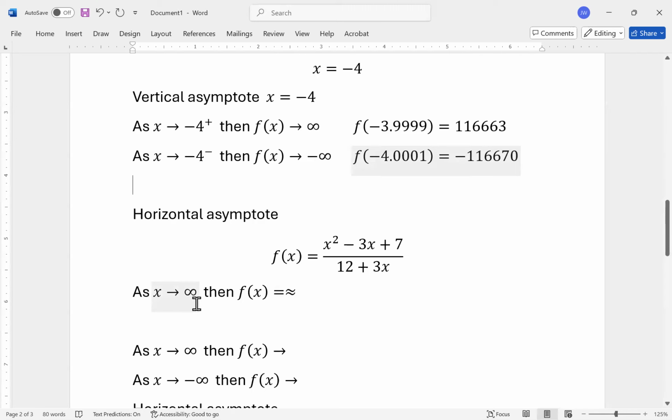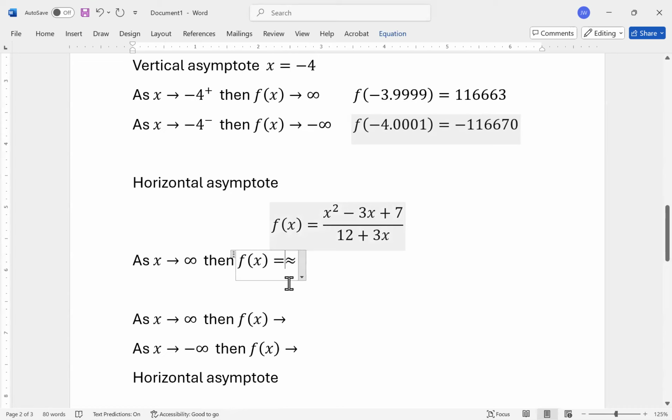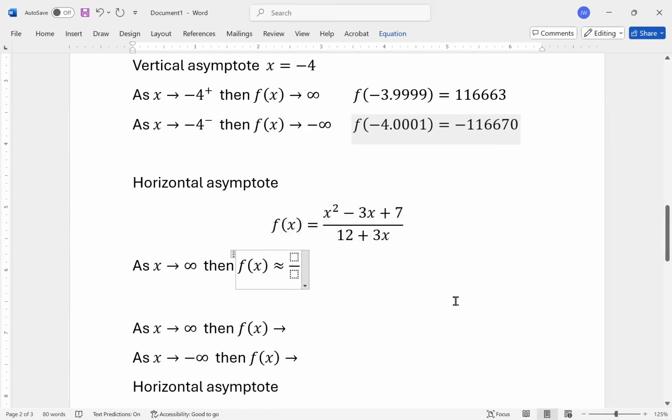Well, as x goes to positive infinity, this function's behavior is going to look like the fastest growth on top divided by the fastest type of growth on bottom. So I look at the term which has the fastest growth, which means the term with the highest degree. That's going to grow at a pace way faster than the other terms. So in the numerator, the x squared grows a lot faster than the negative 3x and the plus 7.